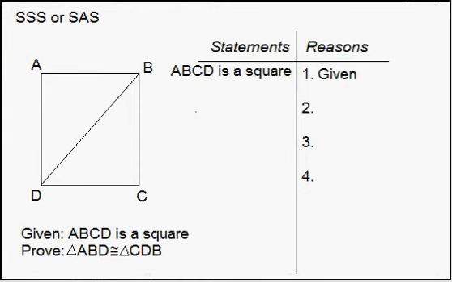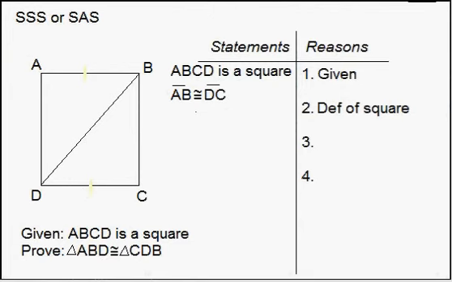Okay, now the next statement: what do you know about squares? By definition of square, all of the sides are congruent. So line AB is congruent to line DC. Okay, and what would be the reason for that? The reason would be definition of square, because that is what the definition states, that the sides are congruent.